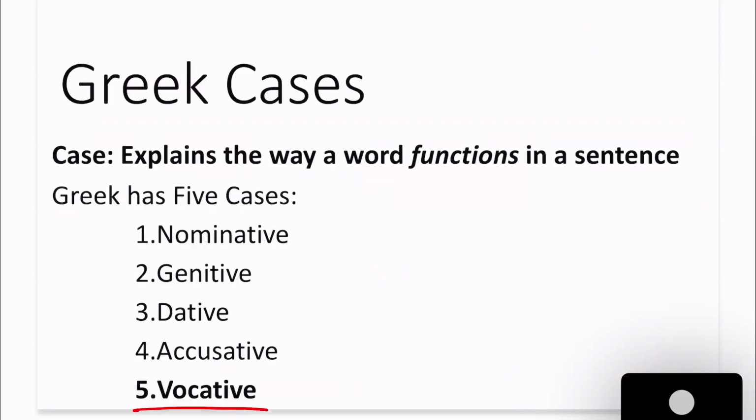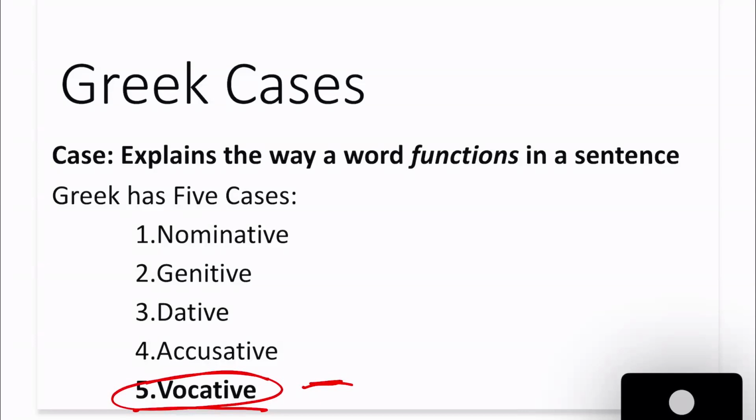There is one more case, and it's called the vocative case, and we will talk about this throughout the session. But when we're learning our paradigms for a Greek noun, we don't actually include the vocative, and I'll show you why in a minute. The vocative is the case of direct address.